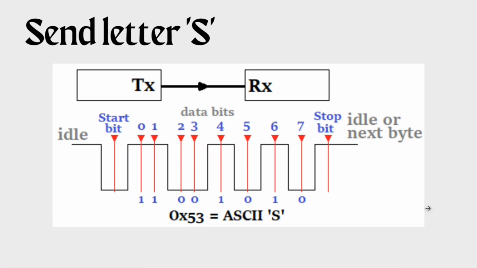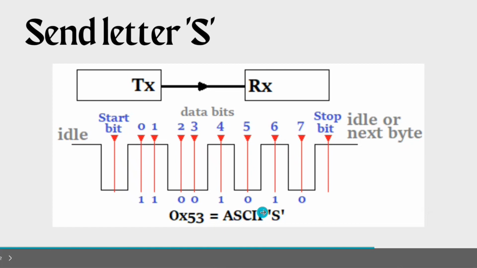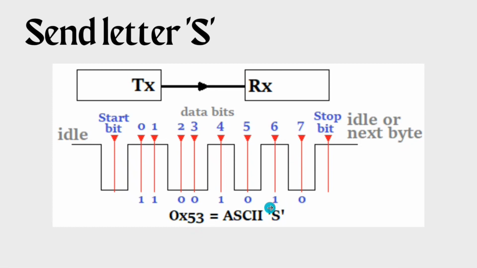Here's an example of how the receiver receives the text from the transmitter. Here I will send the capital letter S as an ASCII code, here 53. In binary it would be 01010011. The signal will send the least significant bit first.